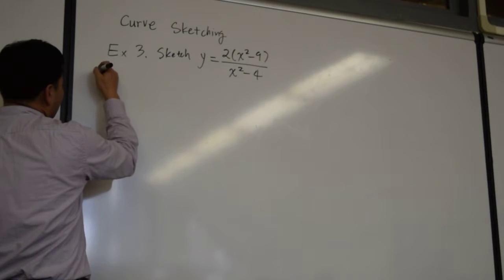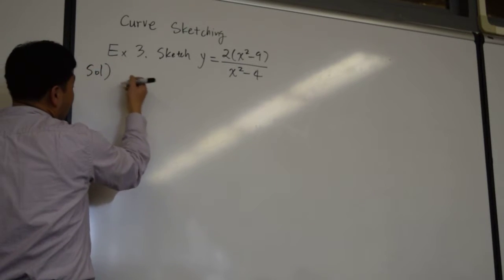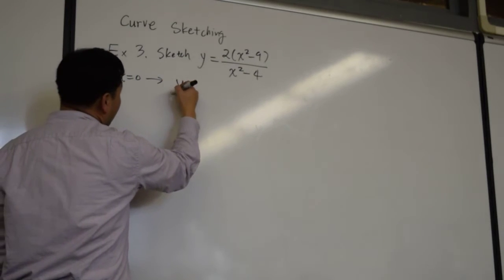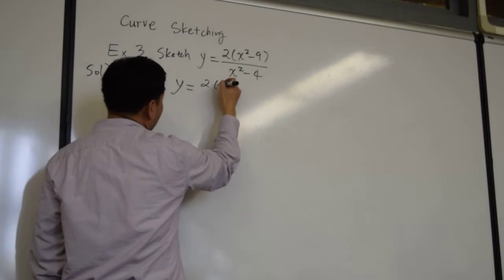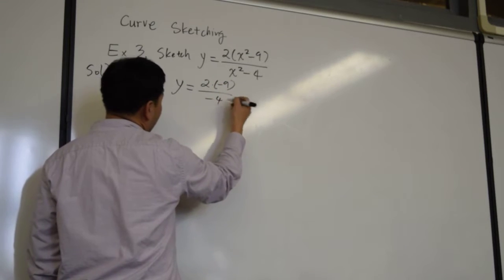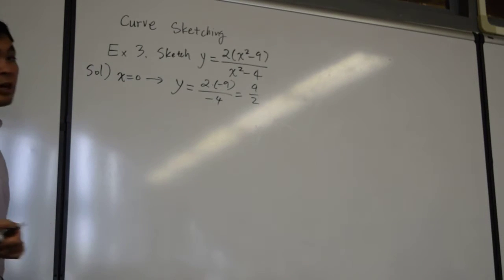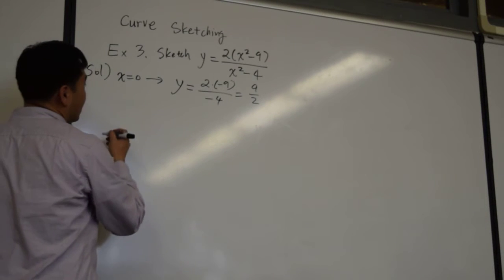All right, so solution first, let's figure out what happens when x is equal to 0. You get y equals 2 times negative 9 over negative 4, which is 9 over 2. So (0, 9/2) will be the y-intercept.